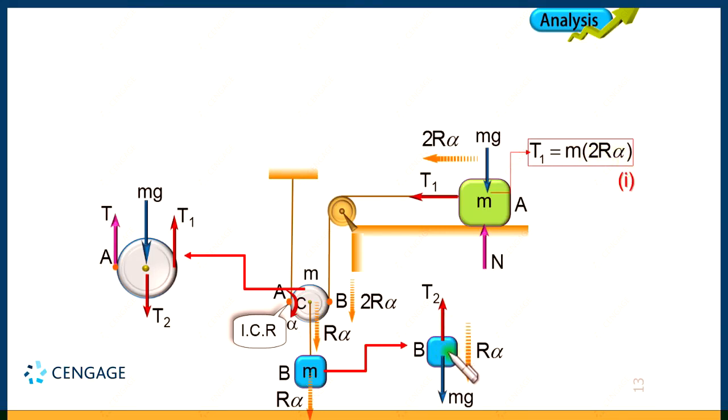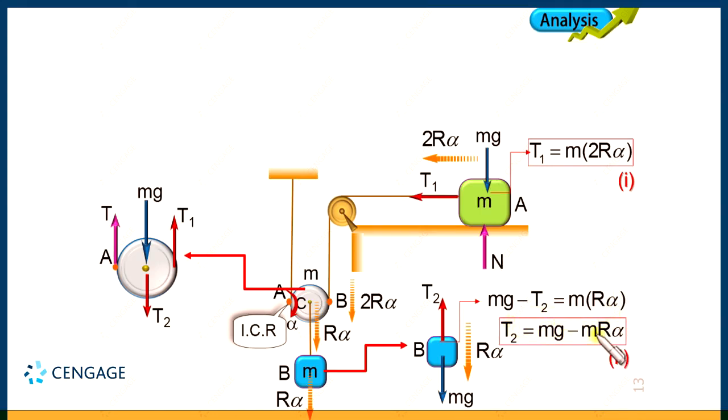Now let us consider block B. Block B is moving in the downward direction. That means net force on block B should also be in the downward direction. So net force on block B should be equal to mg minus T2, that should be equal to mass multiplied by acceleration, that is R alpha. So this is the equation of motion for block B. Let us write this as equation number 2. Let us rearrange equation number 2, that is T2 equal to mg minus m multiplied by R alpha.